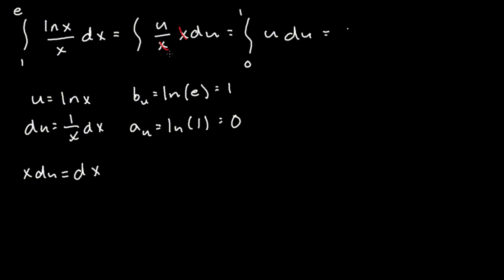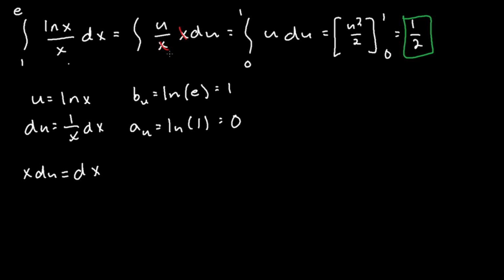So if I wanted to solve for this antiderivative, we'd get u squared over 2 with your bounds 1 and 0. So we plug in 1 and 0 here, we'd simply get 1 over 2 minus 0. So our answer is 1/2.